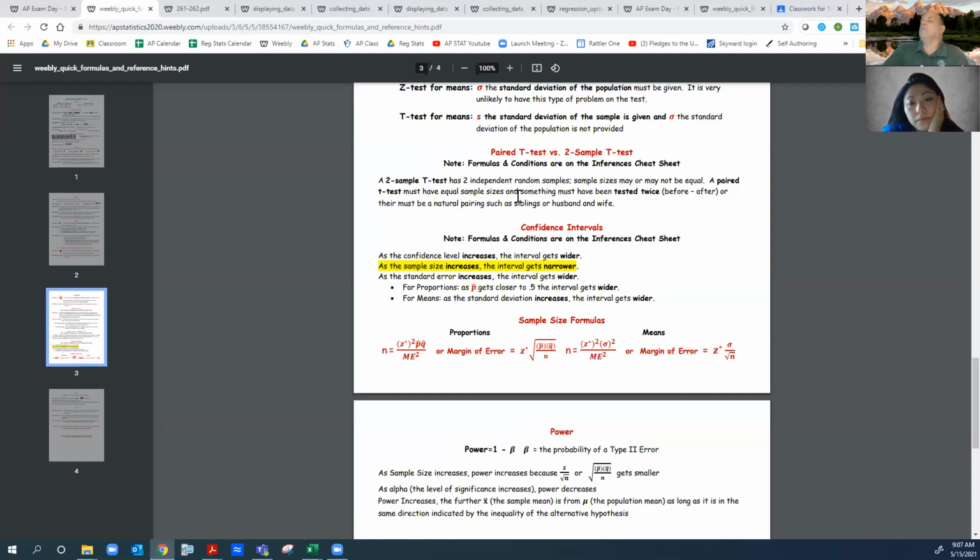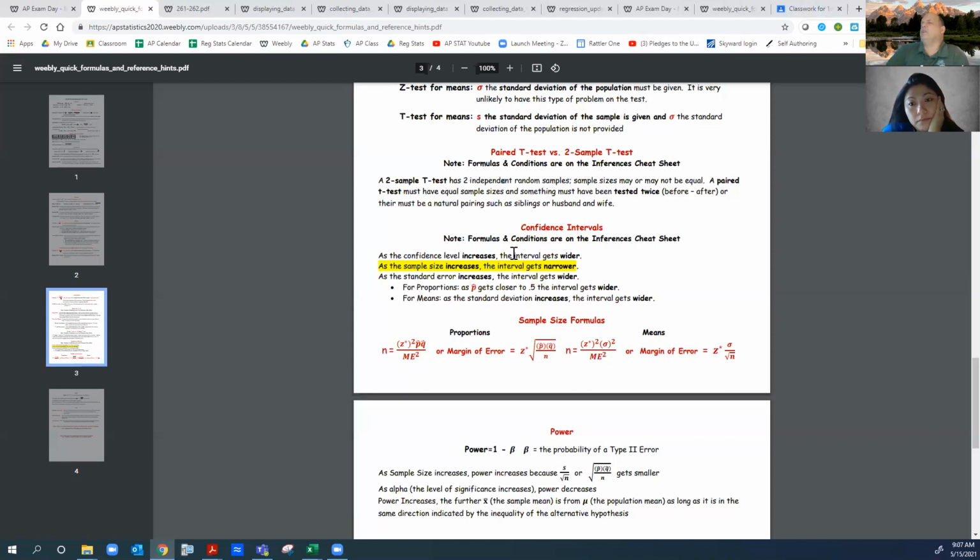If they tell you two samples or two independent samples, it's probably a two-sample t-test as opposed to a paired test. That said, if they tell you two independent samples and they don't have a standard deviation, it's a two-proportion test. So once again, no standard deviation, proportion.